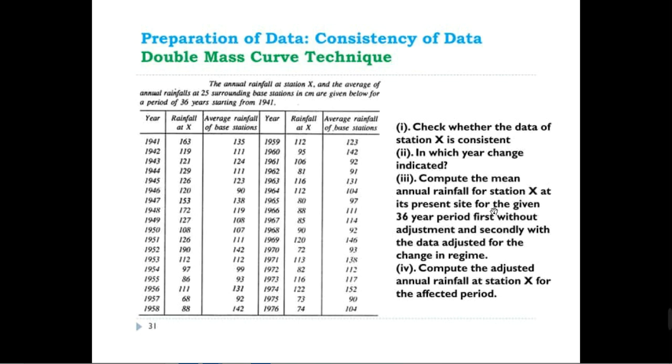Compute the mean rainfall for station X at the present site for the given 36-year period, first without adjustment and secondly with the data adjusted for the change in regime. Compute the adjusted annual rainfall at station X for the affected period.